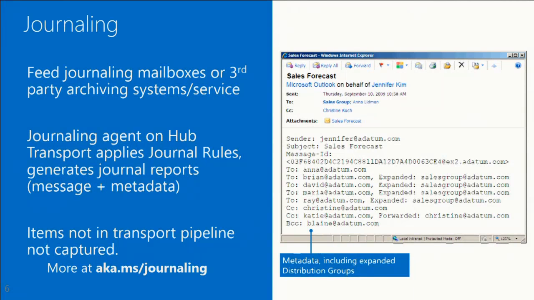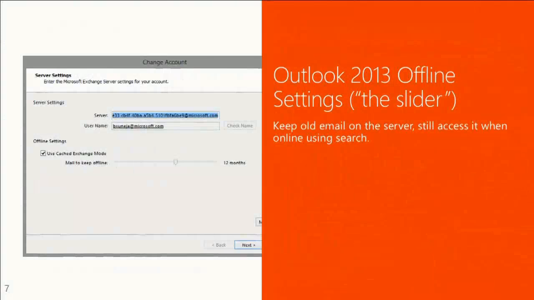So what do we have now after journaling is, before we even get to archiving, Deepak showed a slide, and this is what we have in Outlook 2013, what is known as the slider or offline settings. Now, what this allows you to do is basically say what is the duration of messages that you want to keep offline in Outlook. So instead of downloading the whole mailbox, you can set it to 6 months, 12 months, and so on.